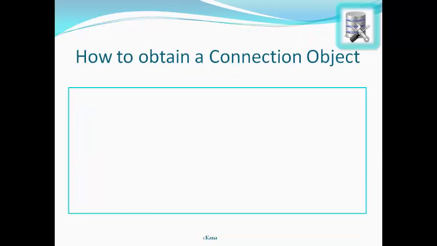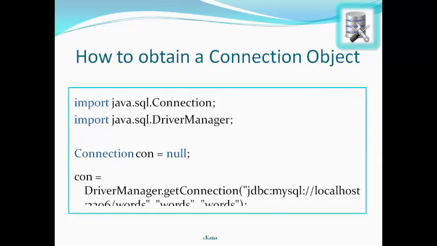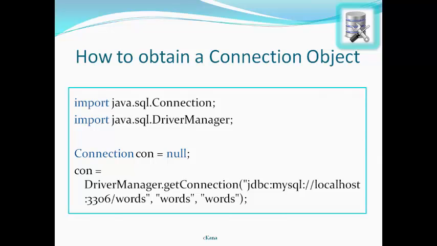How to obtain a connection object. You import the required libraries, then you create a connection object, and then you use the driver manager's get connection method to assign a connection to the connection object, and that is how you obtain a connection object.